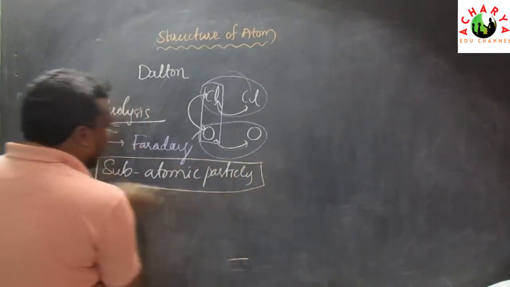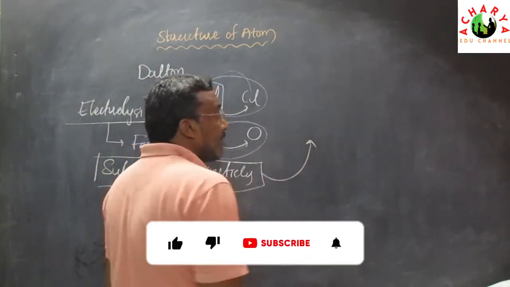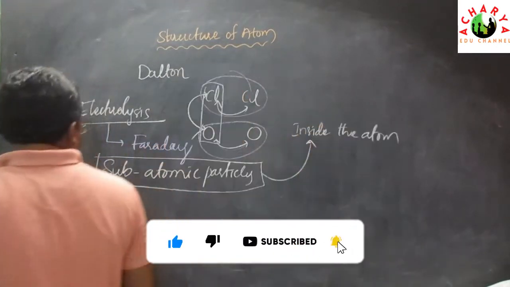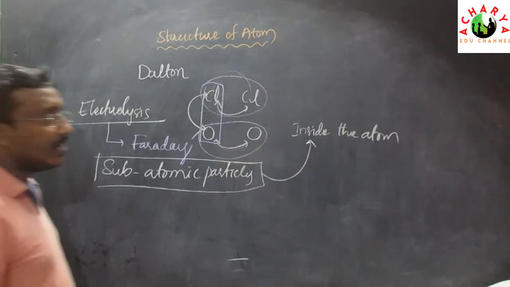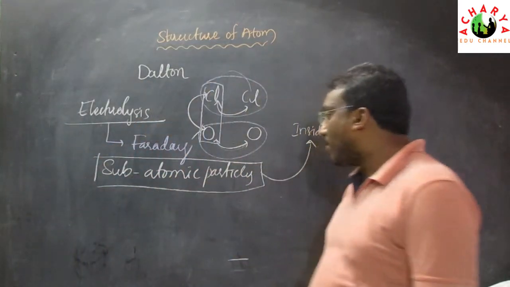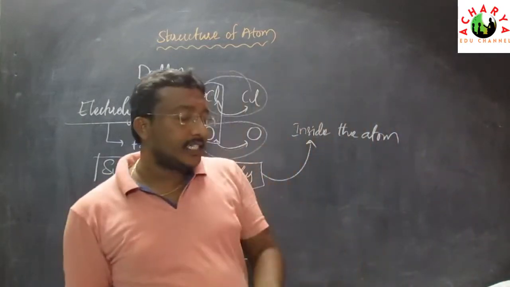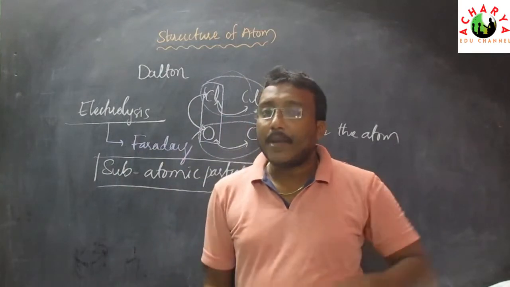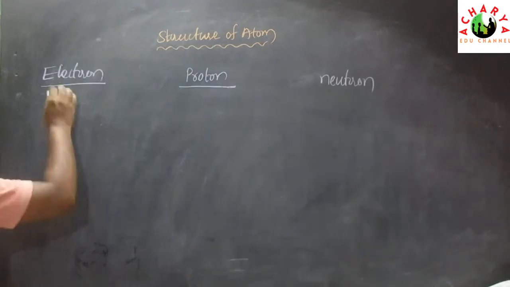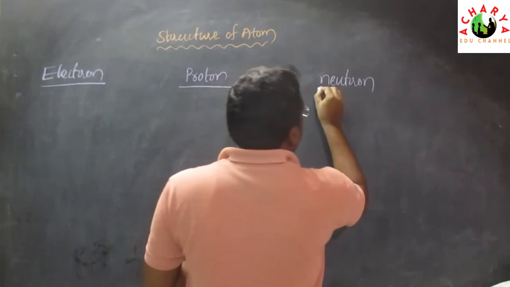Subatomic particles are the particles which are present inside the atom. Right? In this section we will discuss mainly three subatomic particles. Those are electron, proton and neutron.